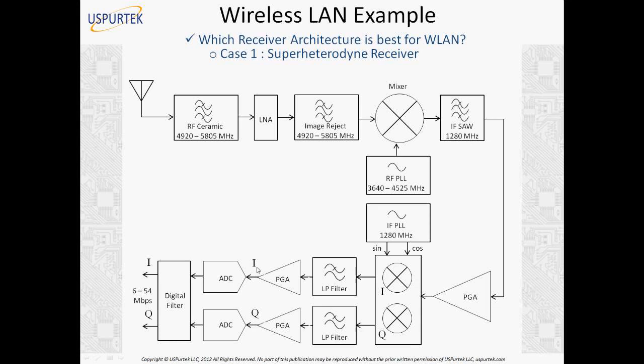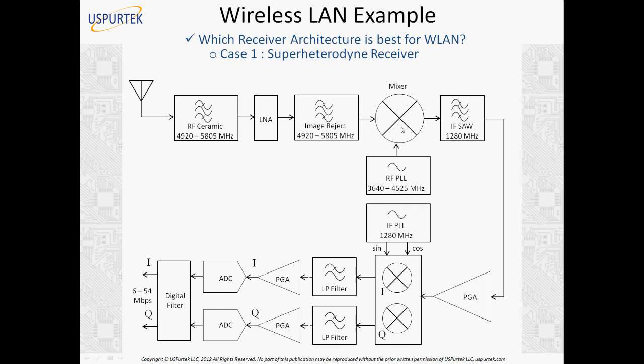But what are the pros and cons of doing it like this? Pros, we have high gain with improved stability. There are no DC offsets. That means there is no DC component in the output signal because it's a super heterodyne receiver. We have better IQ matching at IF.